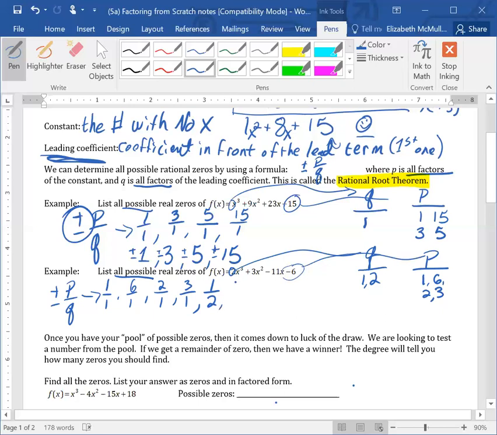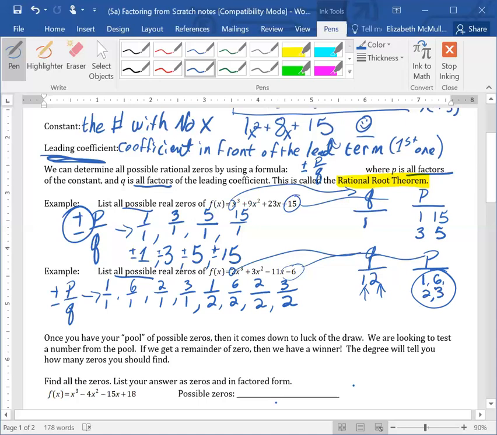My second p is 6. My second q is 2. My third p is 2. My second q is 2. My fourth p is 3. And my second q is 2. You see what I did? I used all of the p's and divided them by each one of the q's.